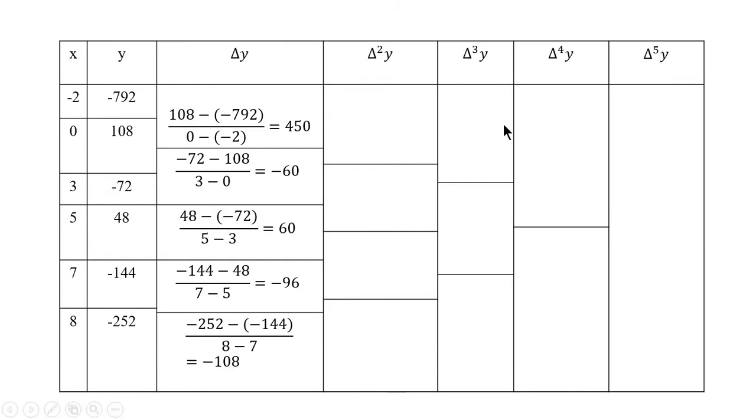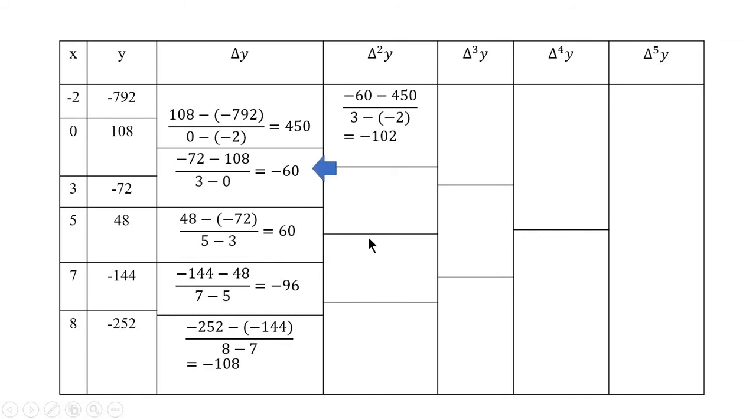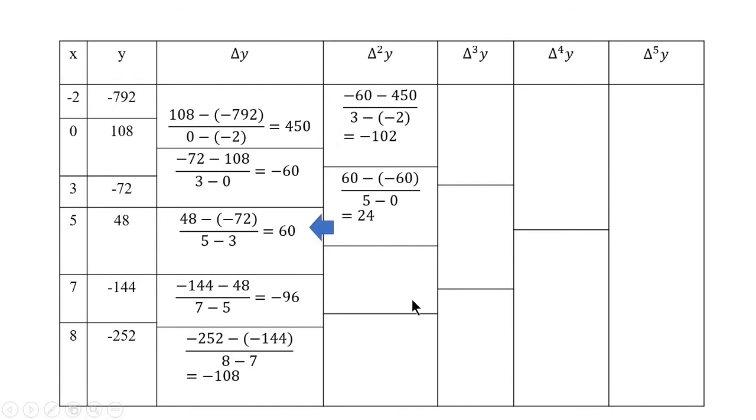For the second divided difference, we have to subtract minus 60 minus 450 divided by 3 minus of minus 2. We have to skip one value of x. Okay, now for finding the second divided difference, keep alternate values of x. Similarly, the next value is obtained 60 minus of minus 60 divided by 5 minus of 0. Next value minus 96 minus 60 divided by 7 minus of 3. Skipping one value of x, we have obtained the second divided difference.